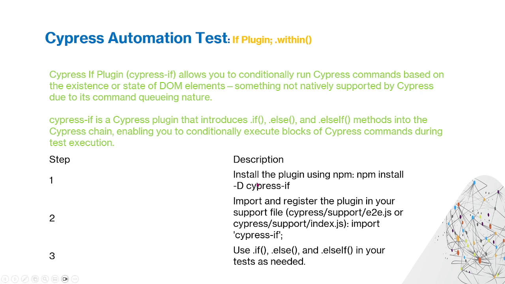First step, install the plugin. Use npm install cypress-if. Then register the plugin in your support file, e2e.js or index.js. Import cypress-if in the support file. Use if, else, and else-if in your test as needed.